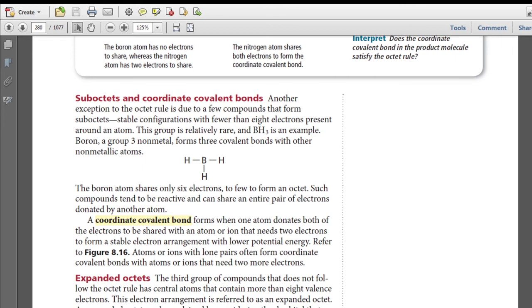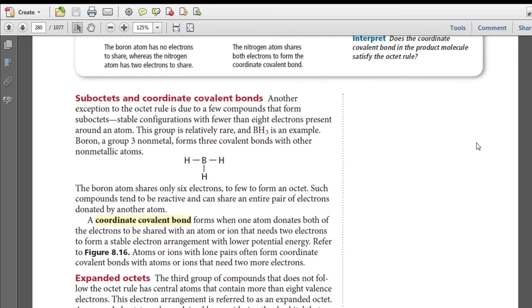Such compounds tend to be reactive and can share an entire pair of electrons donated by another atom. And we call this a coordinate covalent bond. These form when one atom donates both of the electrons to be shared with an atom or an ion that needs 2 electrons to form a stable arrangement with a lower potential energy.